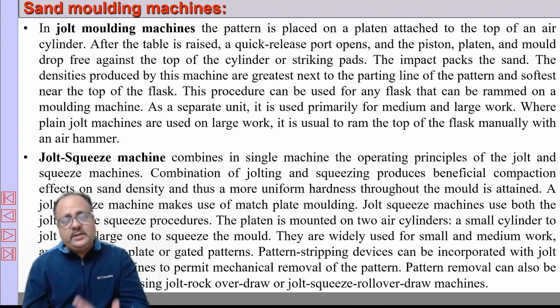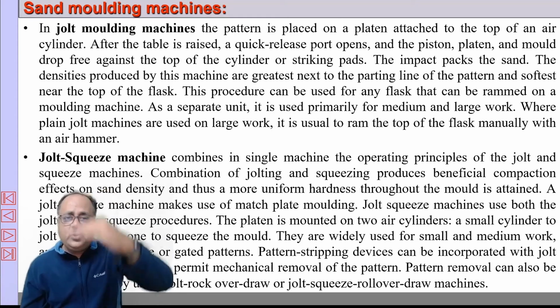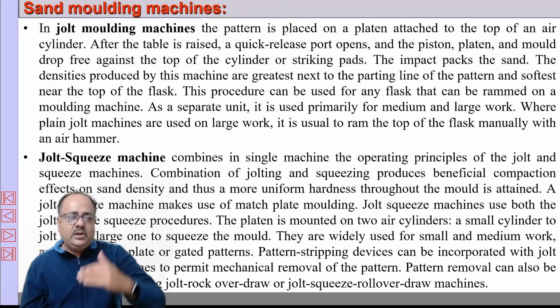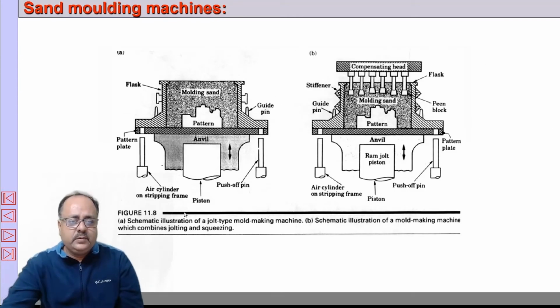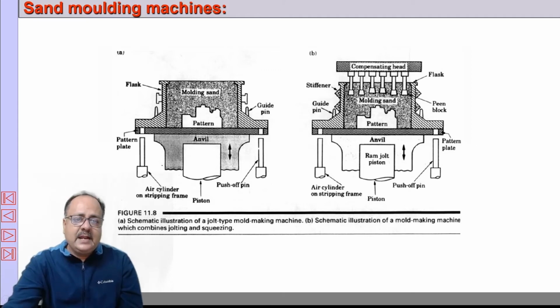So to overcome that, we not only give a jolt, we also give a squeeze from the top. So that is called the jolt squeeze machine. In this type of molding process, we normally use cope and drag patterns or match plate patterns. This is normally a pneumatically operated air cylinder. You can see the anvil will lift up and then drop slightly, only a very small height, so that it gives a jolt, and the sand here will have higher density due to this jolt, and here it will have lesser density.